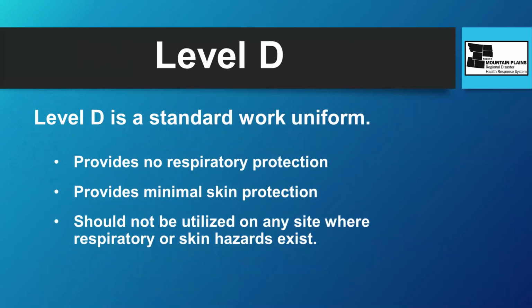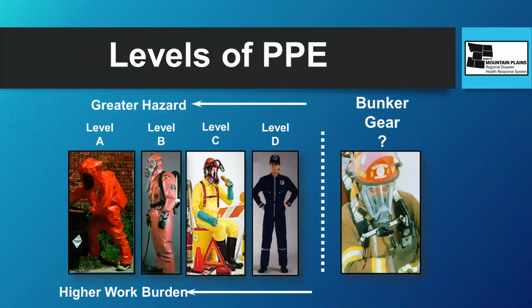And finally, the level D PPE is our standard work uniform that essentially provides no respiratory protection, some skin protection, and should only be utilized where there are no threats of any type. So here it is, graphic, level A on the left, level D next to last on the right, and you see the increasing protection as you go from right to left.